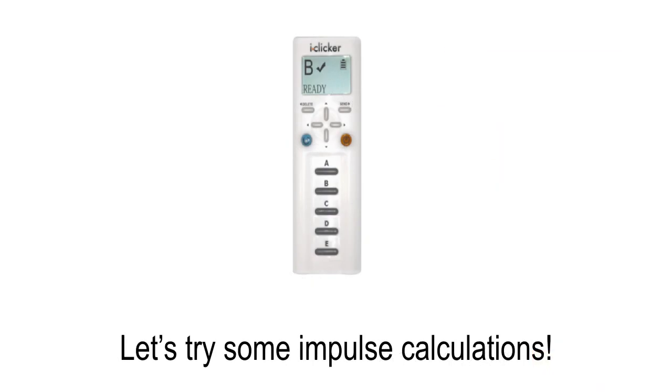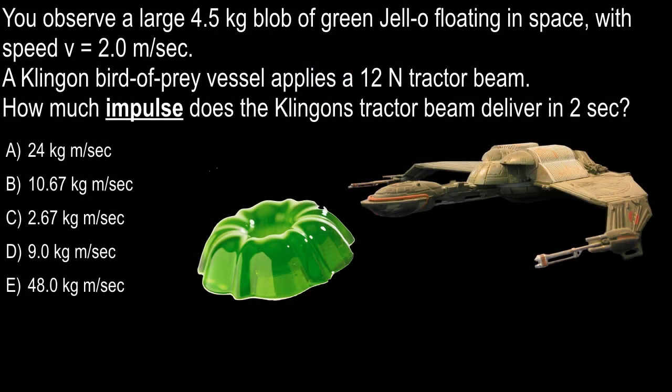All right, let's try some impulse calculations. Here we go. We've got a couple more clicker questions. Multiple choice. A blob of green jello in space. Read very carefully.